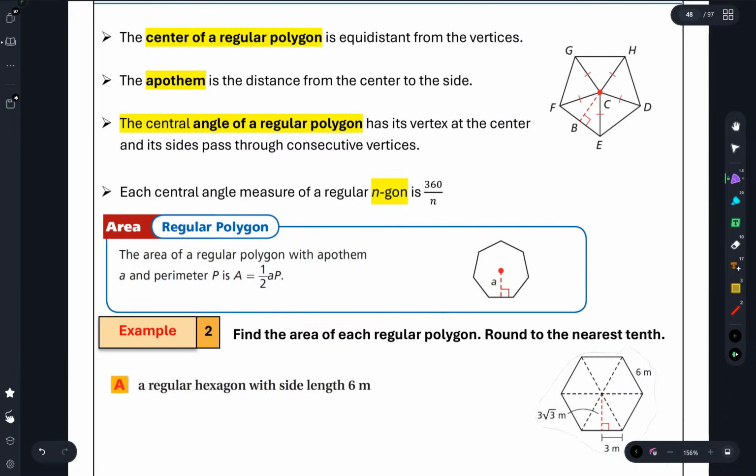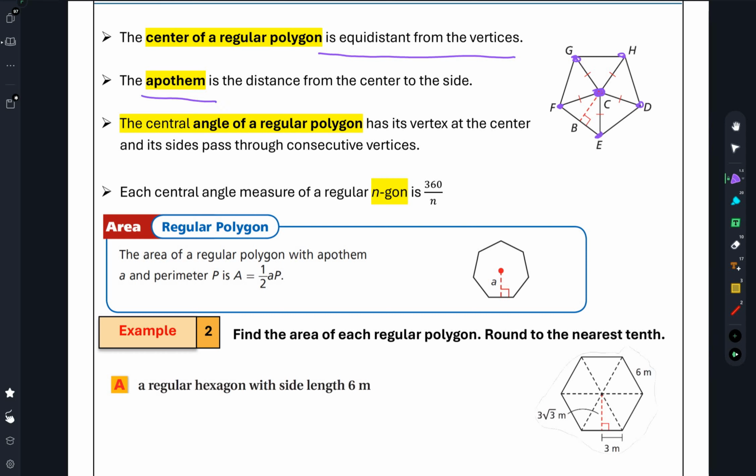Dear students, now I'm going to explain how to find the area of regular polygons. Only regular polygons, not irregular. To find the area of a regular polygon, you need to recall some points. The center of the polygon, same as a circle, is in the middle, equidistant from each vertex. From each vertex that you see here, the distance is the same.